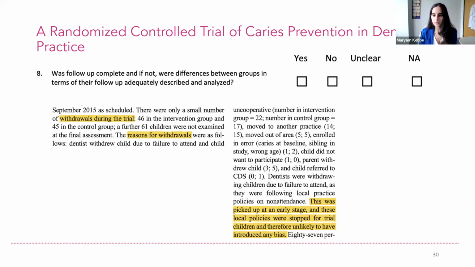It could be due to side effects caused by the intervention. It could be due to other reasons that would be important to know, that may impose a risk of bias if they're not appropriately described. So here you see that they did report the numbers of withdrawals in the trial across each of the groups. So they had 46 in the intervention group and 45 in the control group who withdrew from the trial.